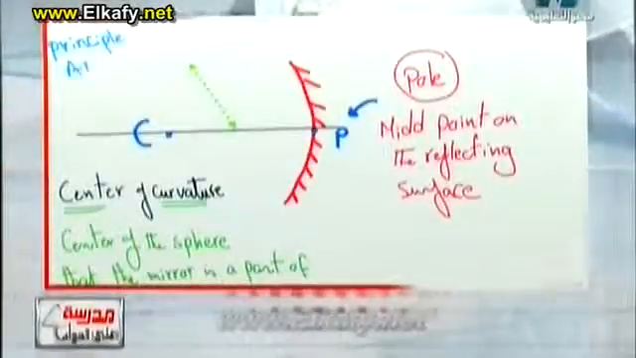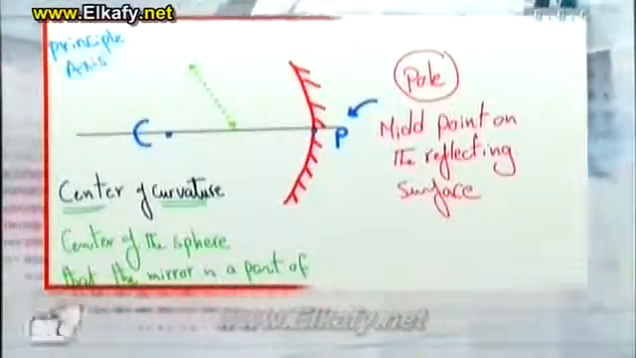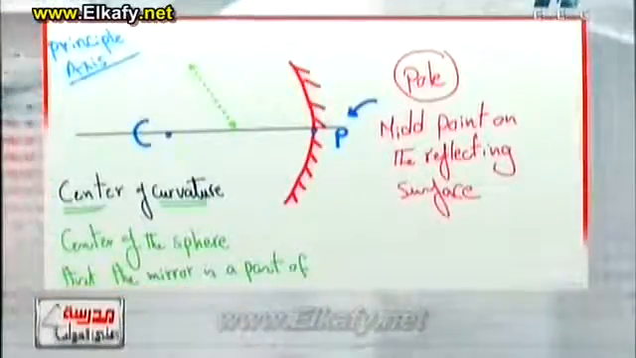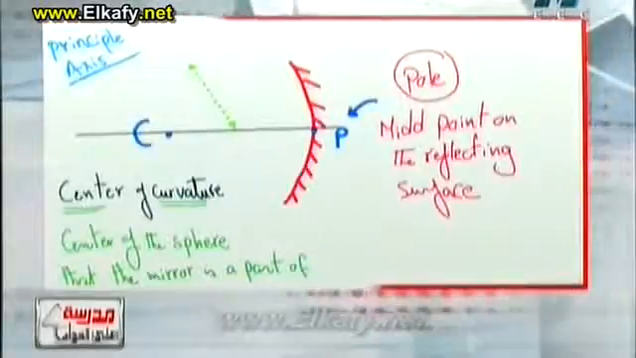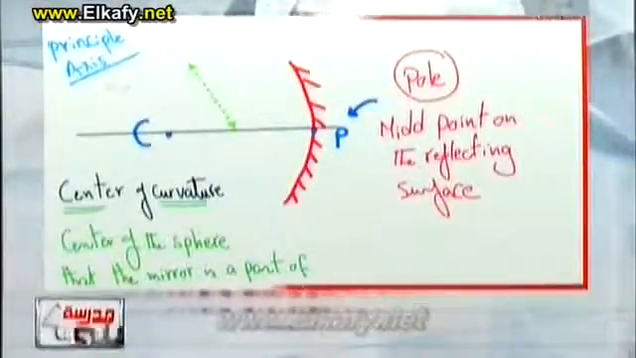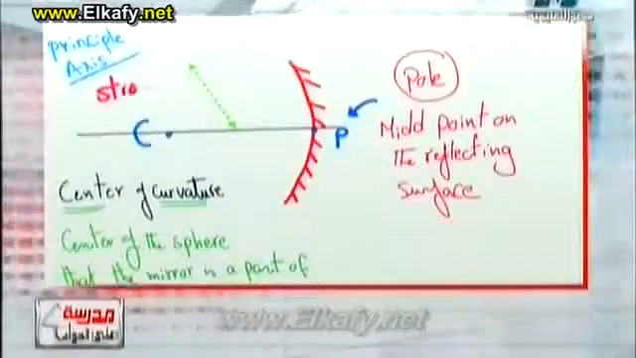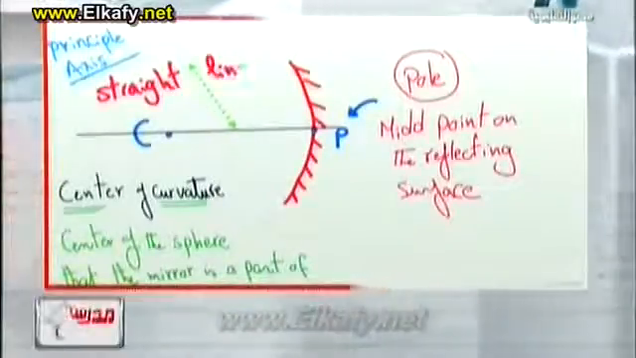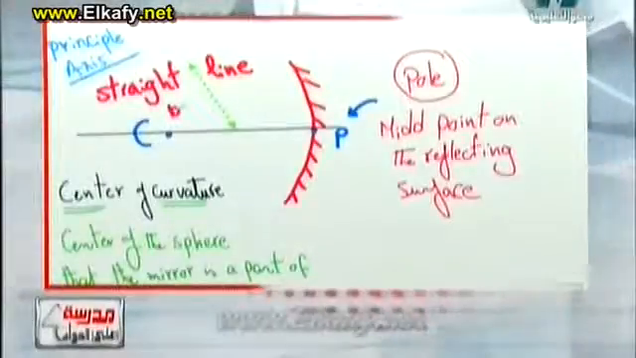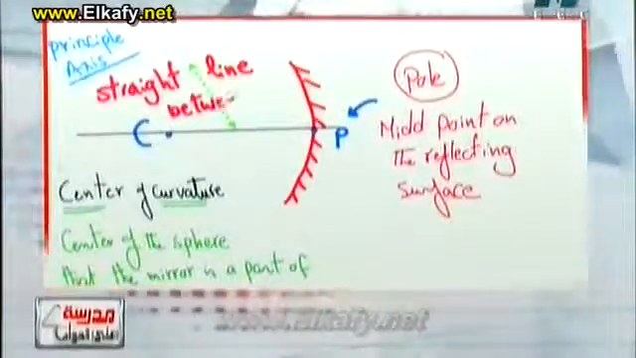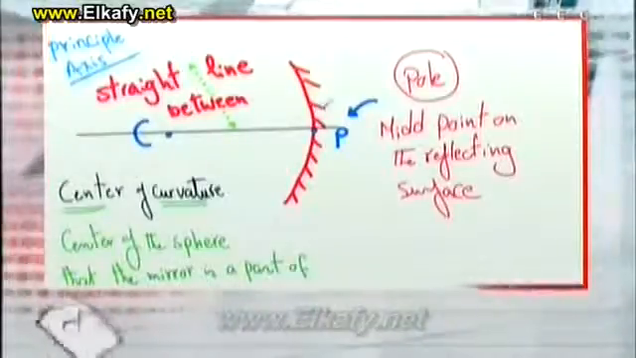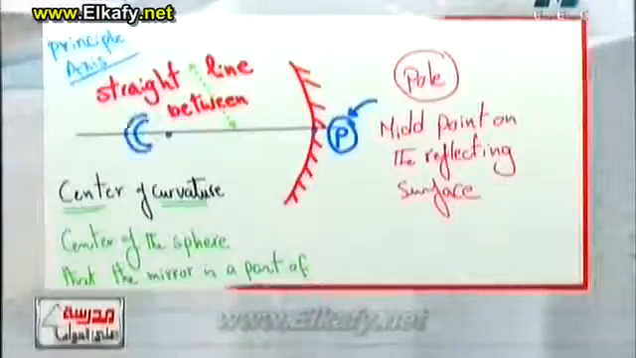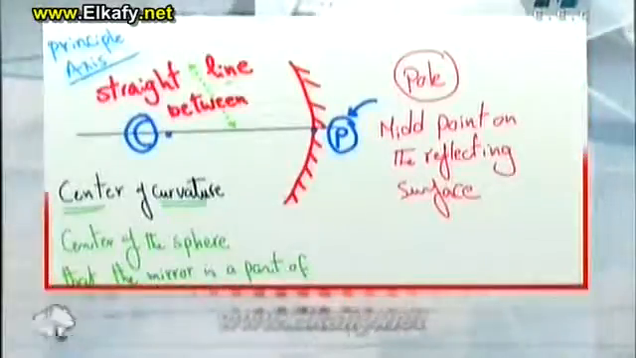Okay, so here we have the principal axis of the mirror. What is meant by principal axis? It is a line, a straight line. Pay attention to the word line. It is a straight line between the pole of the mirror and the center of curvature.